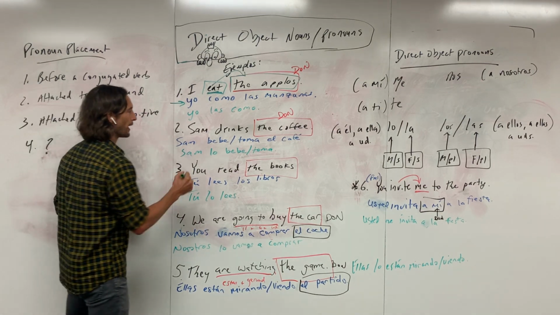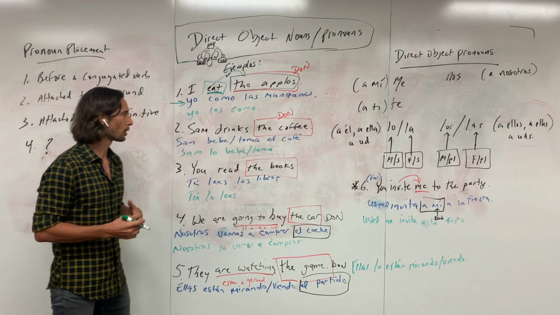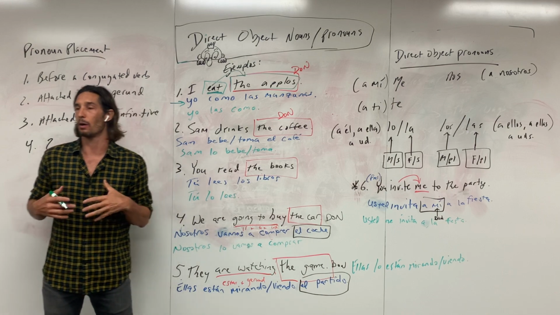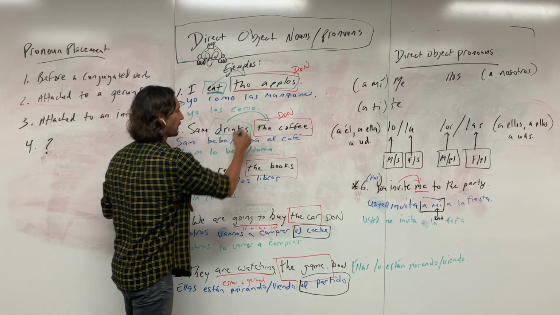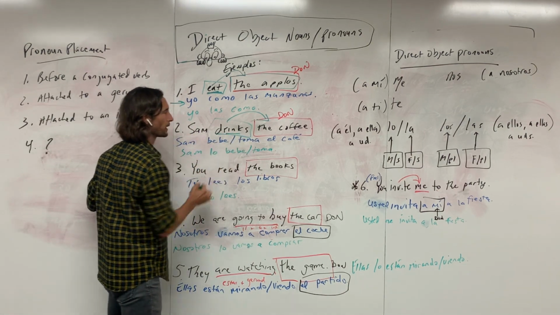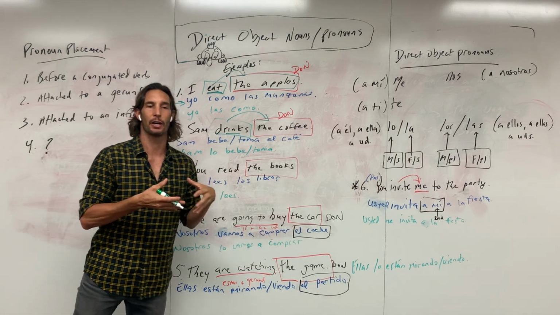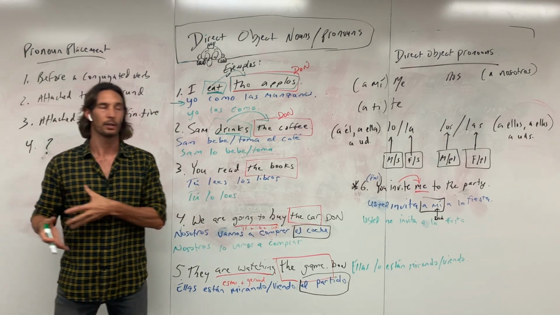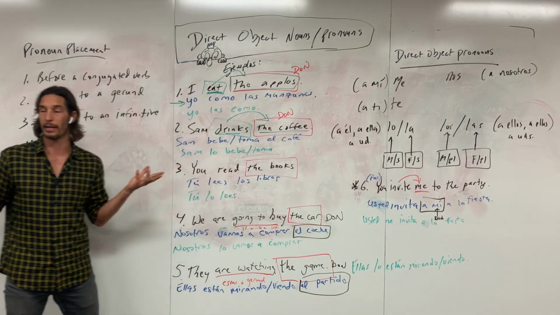So number 2, Sam drinks the coffee, right? And I have here in red the coffee as a direct object noun. Well, why? The verb is drink, so this is what is being drunk, right? And so Sam drinks the coffee. So the coffee is receiving the action of the verb, which is to drink, right? And so that's really how we identify the direct object noun.